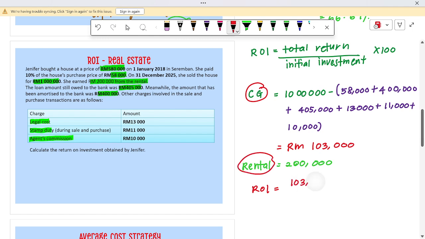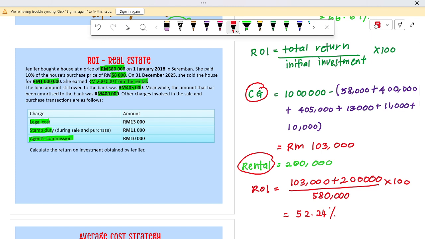So 103 plus 200,000 over your initial investment, the initial price of the property, 580,000 times 100%. Okay, so the return will be 103, 52.24%. So this is the return when she will sell her property, her house.